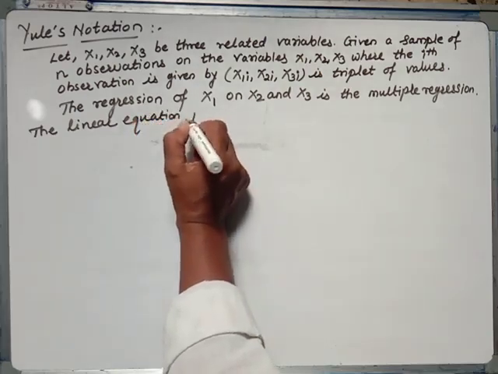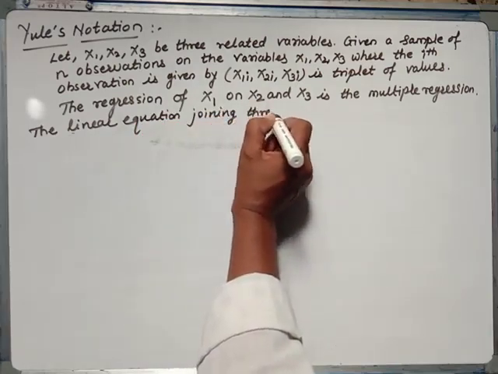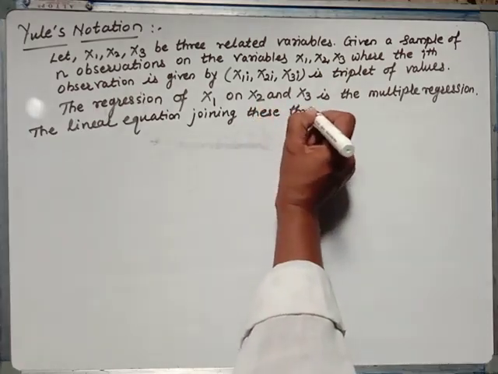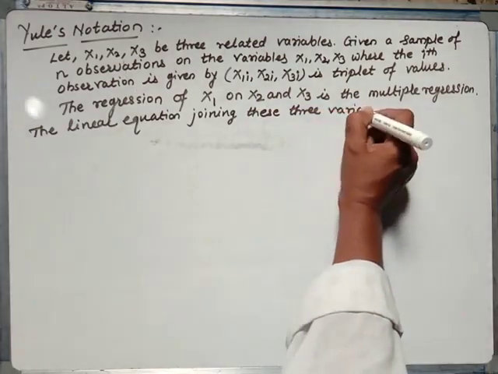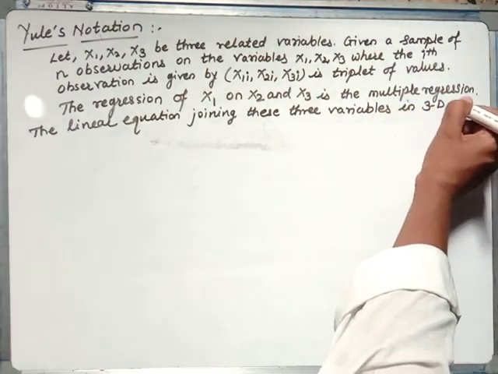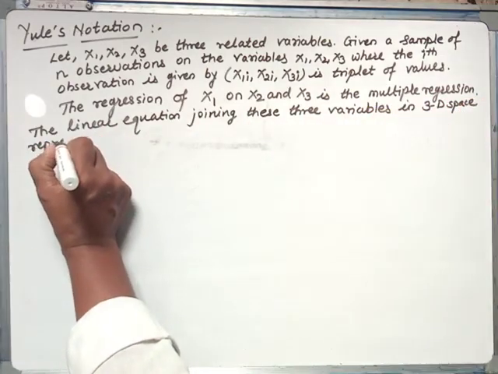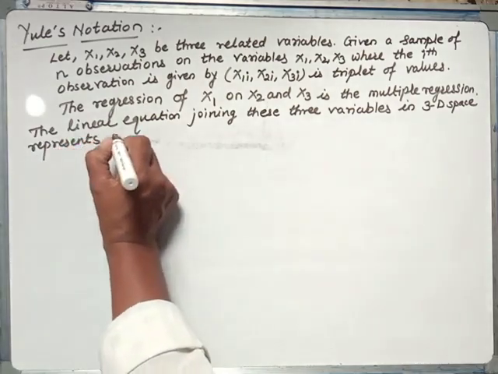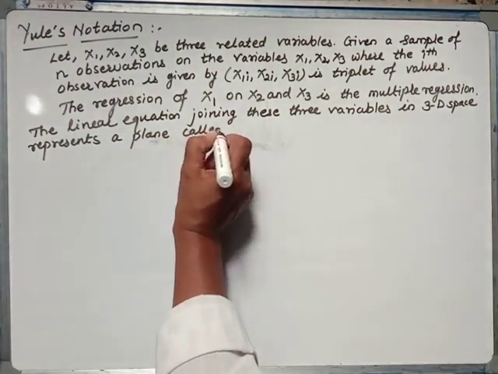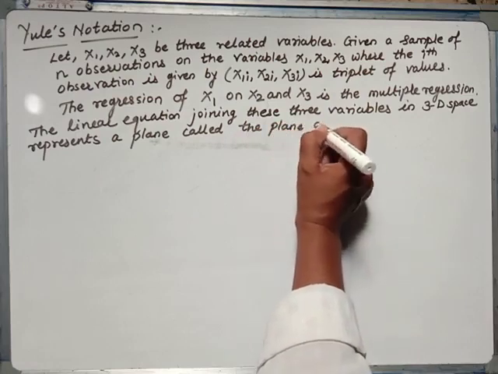The linear equation joining these 3 variables, in 3-dimensional space, in 3D space, represents a plane called the plane of regression.